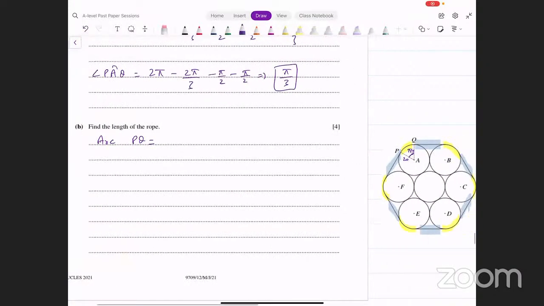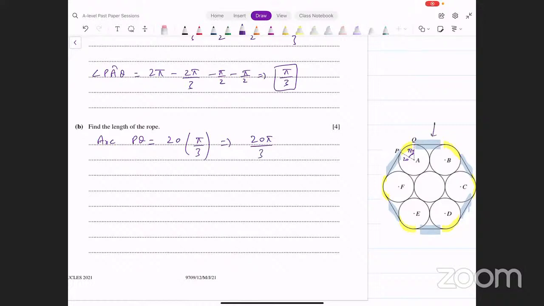ठीक है. What does that give us? 20 is the radius into the angle. The angle is pi/3. We've got the arc length PQ. ठीक है. We've got 6 arcs like this. तो क्या करेंगे? इसको 6 से multiply कर देंगे. ठीक है.